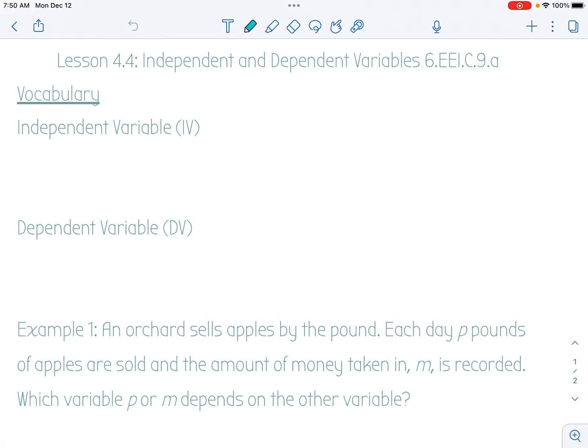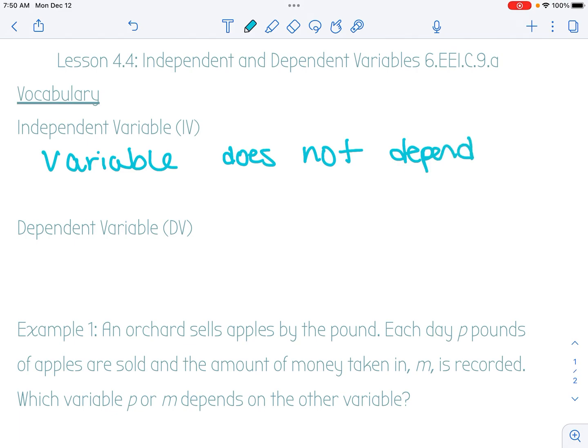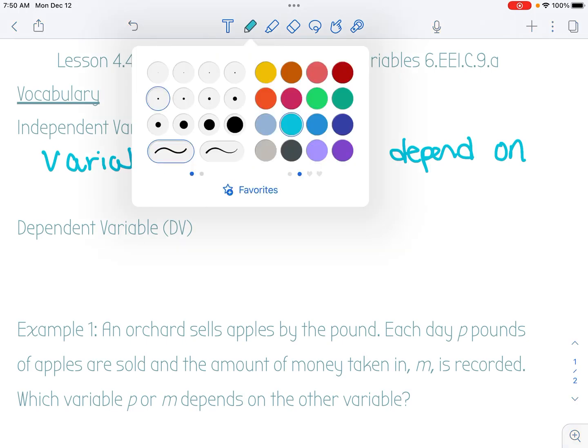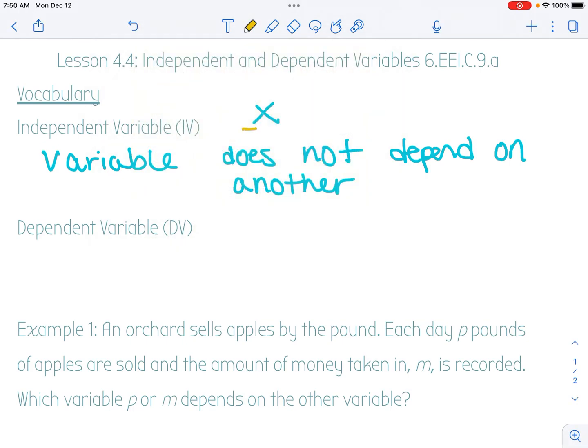All right, in this video, we're going to be learning about independent and dependent variables. So an independent variable is a variable that does not depend on anything. So a variable that does not depend on another. An independent variable, you will also see the letter X used. I also like to envision this as an X has 2 feet, so it can walk all by itself, so it is independent.